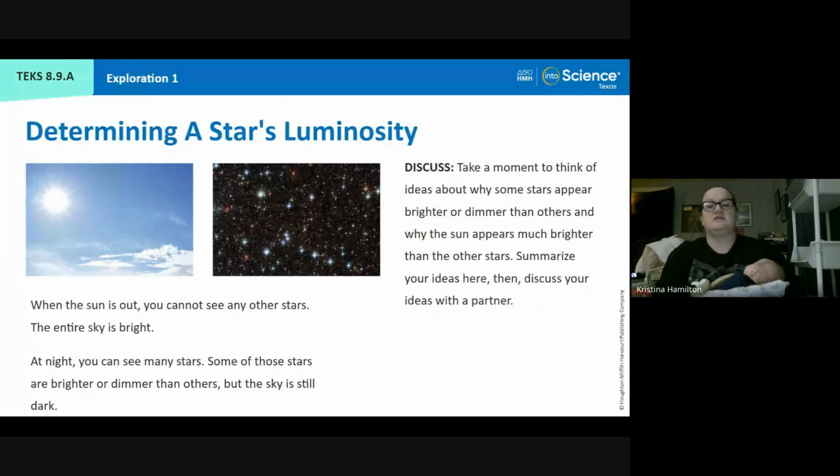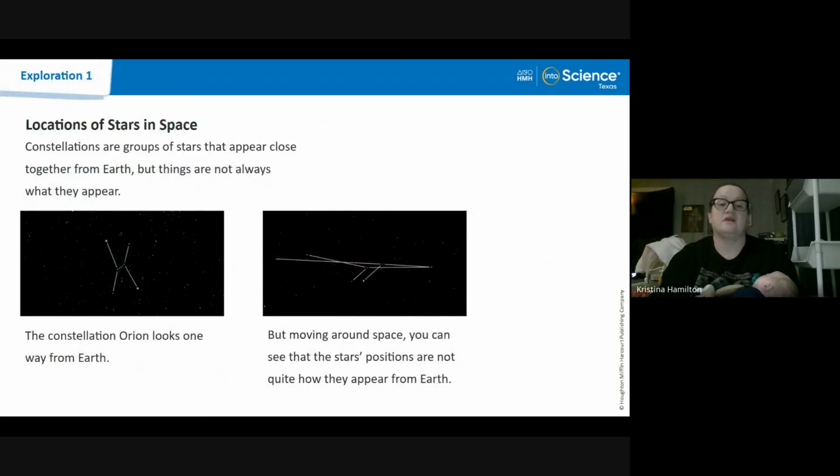So determining the star's luminosity. When the sun is out, you can't really see any other stars because it's blocking them out, because our sun is the closest star to us. The sky is just way too bright. At night, we can see many stars, and some of those stars seem brighter or dimmer than others, but the sky is still dark. So we can take this in one of two ways. You can take this as the bright stars are closer to us, but in more actuality, it's not only that they're closer to us, it also has to do with how bright they are. So when we see these brighter stars, these bigger stars close to us, we use that vocab word apparent magnitude to show that these stars must be a little bit bigger or closer.